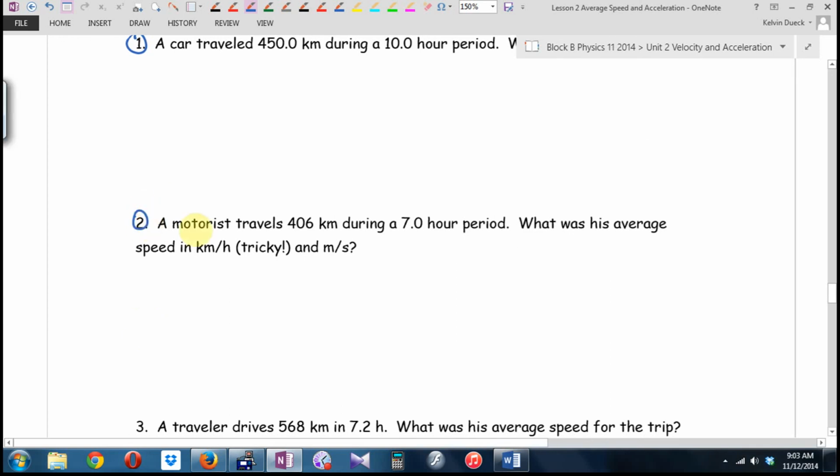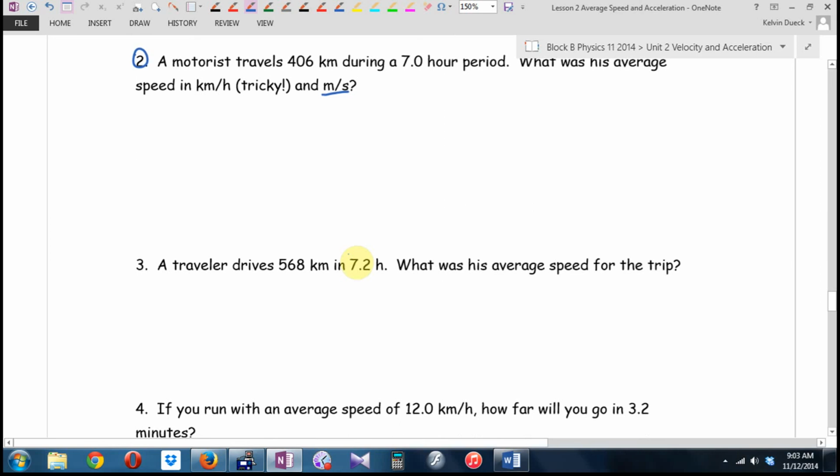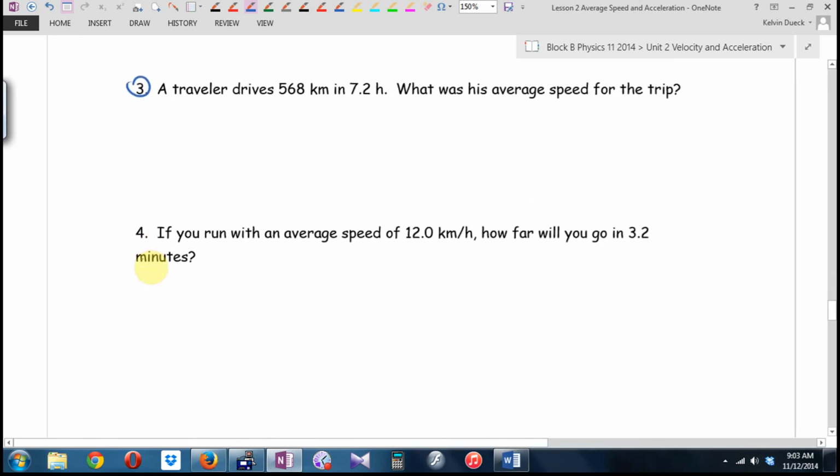Number 2 is good. I haven't yet shown you how to go from kilometers per hour to meters per second. I'll be doing that next lesson, although we did a whole section on unit conversion. See if you can figure it out. 3 is good. Now, what are they asking you to find for number 4? Read it. What are they asking you to find for number 4?